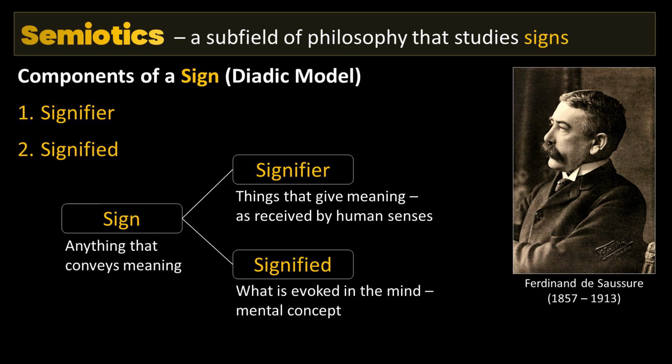We start with the dyadic model of the sign, introduced by Ferdinand de Saussure, a pioneering linguist. In this model, a sign is anything that conveys meaning. It consists of two essential parts: the signifier, which is anything that gives meaning and can be perceived by our senses, such as a sound, an image, or a word. The signified, which is the mental concept or idea evoked in our minds by the signifier. So, a sign is the union of a perceptible element and the concept it triggers.